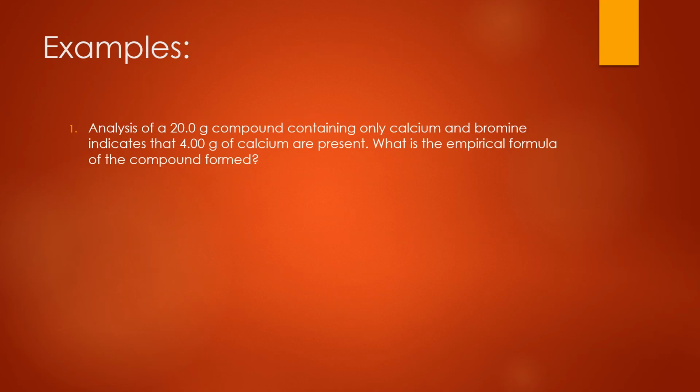All right, so let's look at example 1 here. It says an analysis of a 20-gram compound containing only calcium and bromine indicates that 4 grams of calcium are present. What is the empirical formula of the compound? Okay, so step 1, we've got to figure out how many grams of each thing we have. Well, if we have 4 grams of calcium, that means that we have 16 grams of bromine.